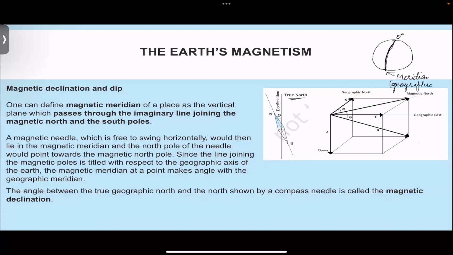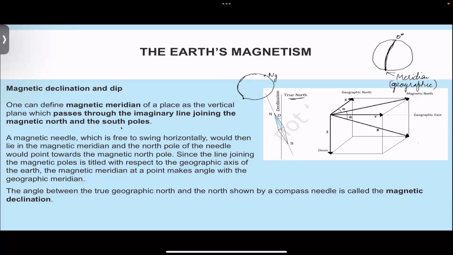Similarly, as we found different magnetic poles, we can get a different magnetic meridian also. So what is the magnetic meridian? It is a vertical plane which passes through the imaginary line joining the magnetic north and south poles. Again, if we are considering this as the Earth, and we saw that this is your geographic north.